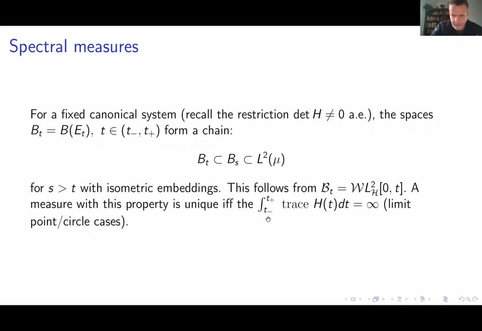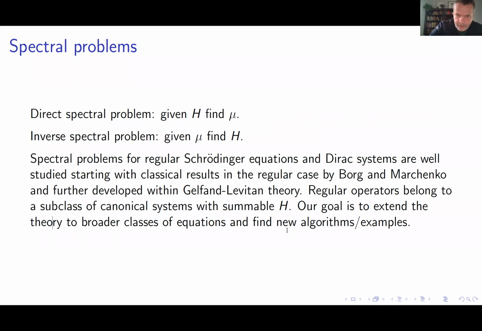Actually, there's the whole family of spectral measures. Some people in the audience saw this family as a family of Clark measures corresponding to a fixed inner function. But if the integral of the trace is infinite, then it's the so-called limit point case, and then the measure is unique. All right, and as I mentioned before, now we will talk about spectral problems, and the direct spectral problem is to find the spectral measure given the Hamiltonian, and the inverse spectral problem is to find the Hamiltonian given the spectral measure. Now, spectral problems are important in mathematical physics, and they've been studied for about 100 years at least.